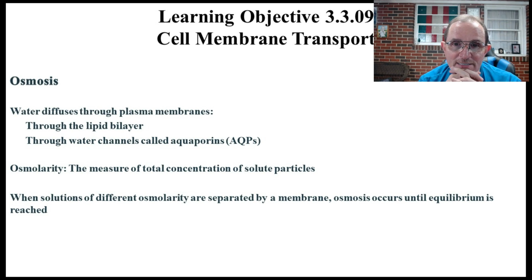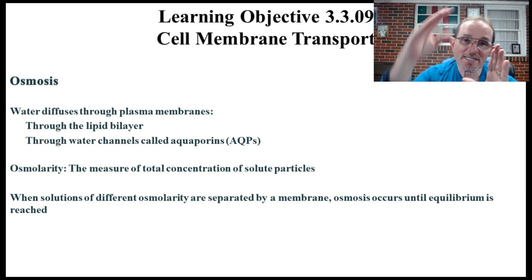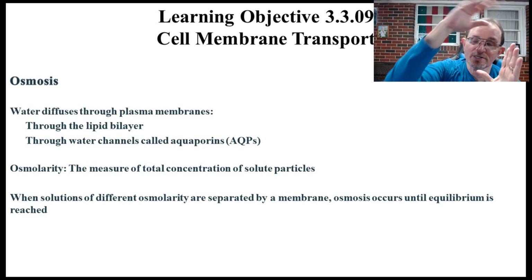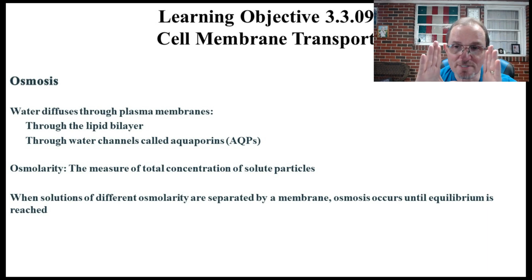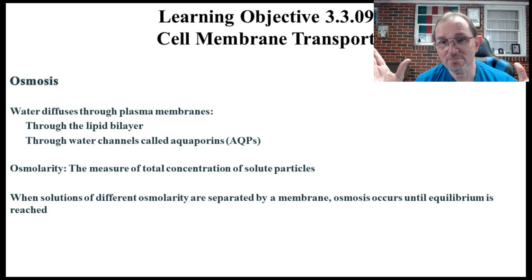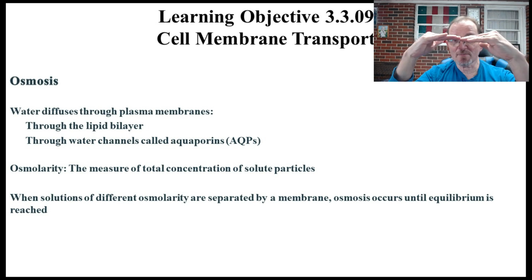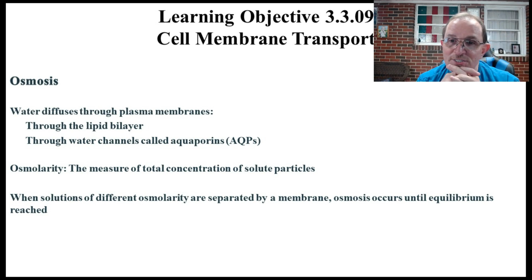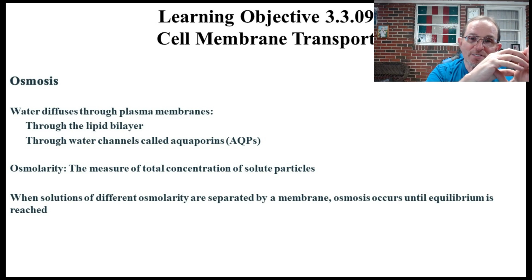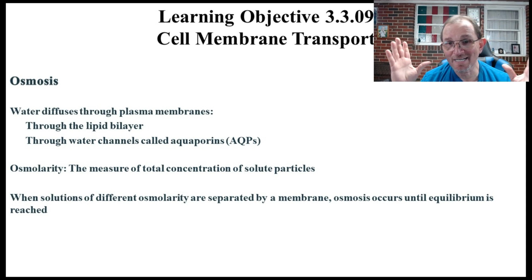So let's pretend like I've got a container, and that container has some sort of little divider in the middle. That divider will not let solutes like salt pass through. Let's say I put a teaspoon of salt over here and a half a teaspoon over on this side. Well, that's unequal, and we've got the same amount of water in both sides. So what's going to happen is the water is going to move from the half a teaspoon to the teaspoon. Why? Because the teaspoon is more concentrated.